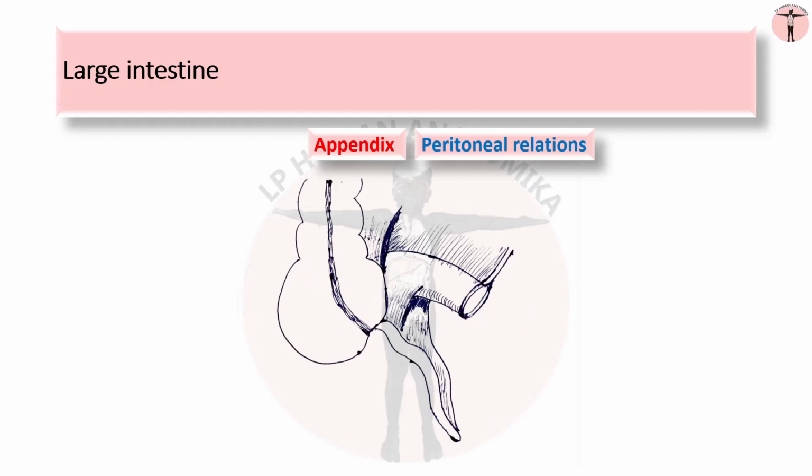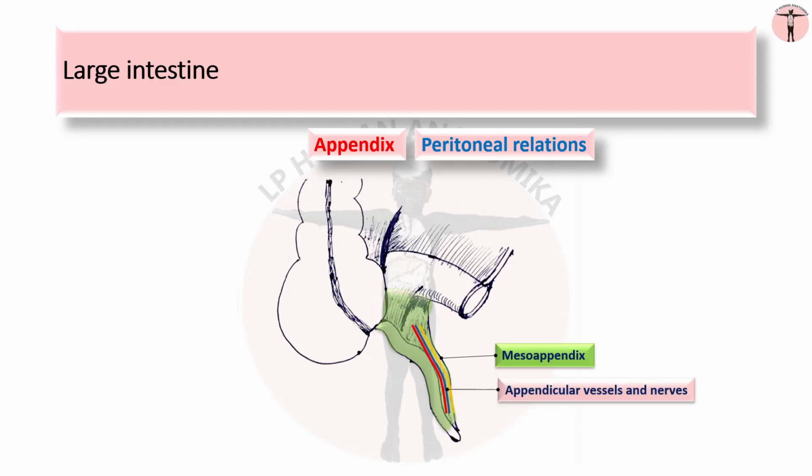It has a complete peritoneal covering, which is attached to the mesentery of the small intestine by a short mesentery of its own called the meso-appendix, which falls short of the length of the appendix. The meso-appendix contains the appendicular vessels and nerves. The body is kinked on itself where the free border of the meso-appendix ends and looks like a coiled worm. Hence, it is named vermiform appendix.